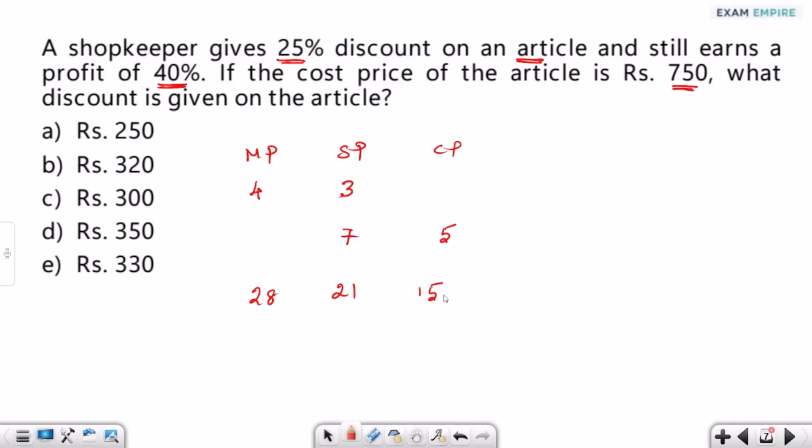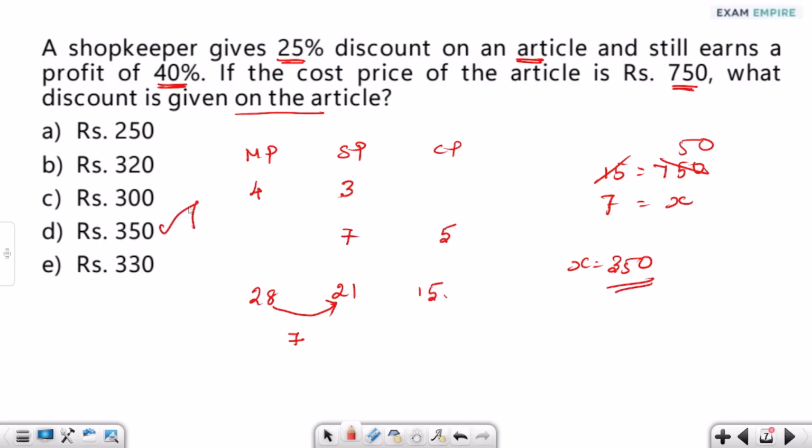If cost price of the article is 750, what discount is given on the article? Okay, so how much discount is given on the article? So 7 part. So here, if 15 equal to 750, 7 is equal to how much? So if I cancel, this is 1 time and this is 50 times. So 7 into 50, value of x will be 350. So answer for this particular question is 350.